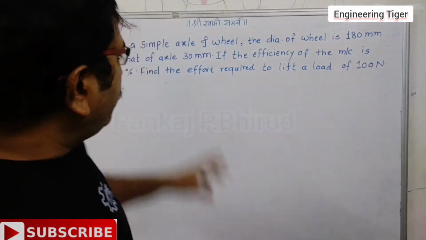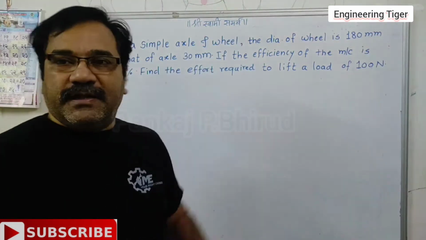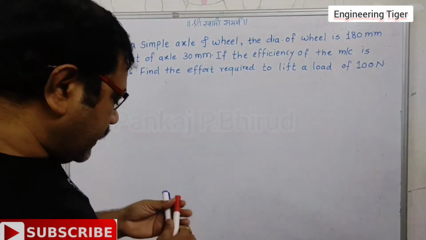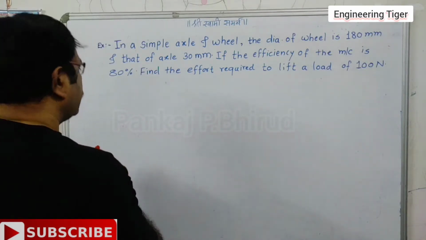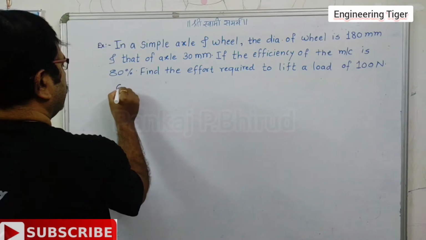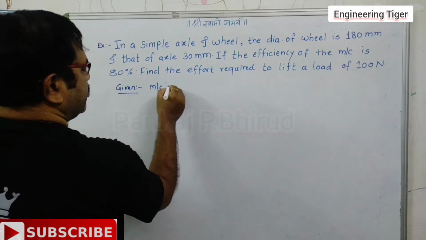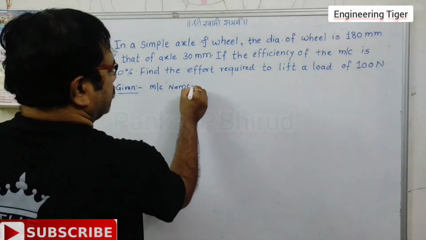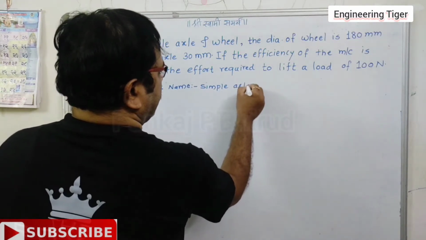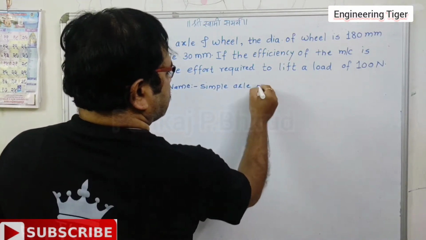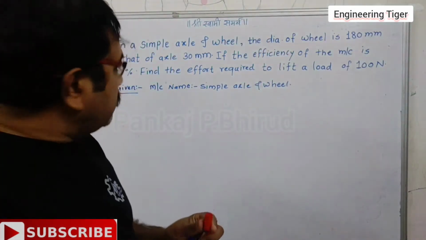So in this example, a particular machine is given, and that is the simple axle and wheel. So in our given data, we'll put the machine name first. In the given data, the machine name is simple axle and wheel. Okay.